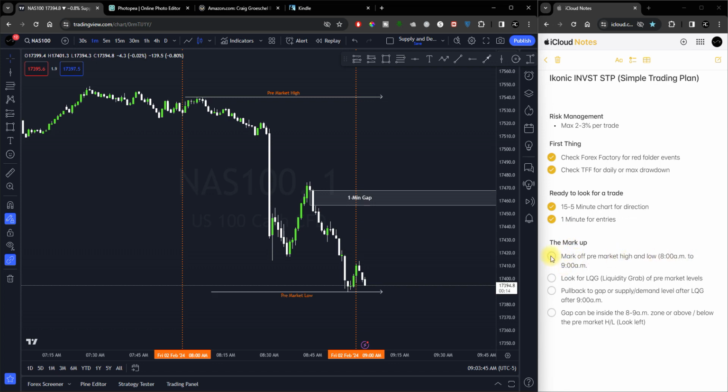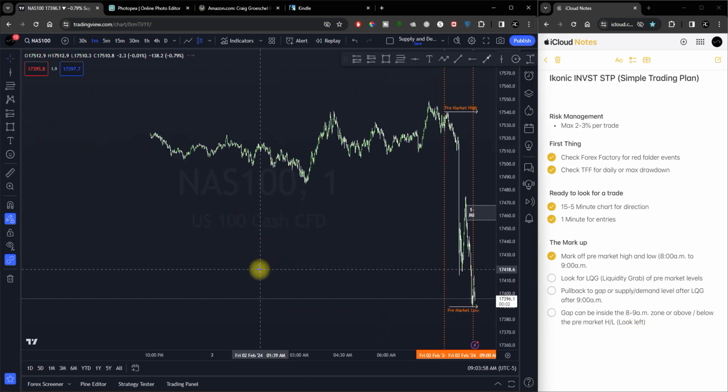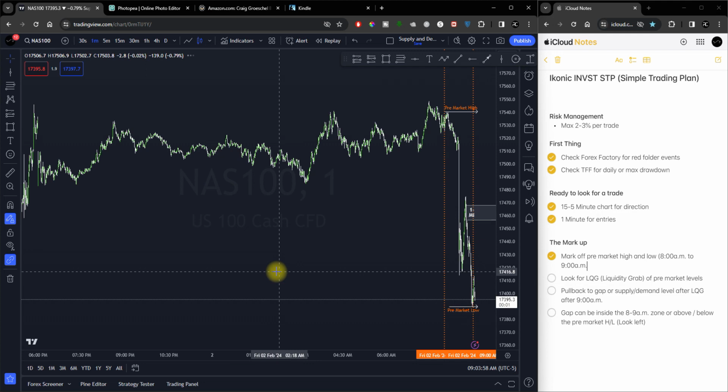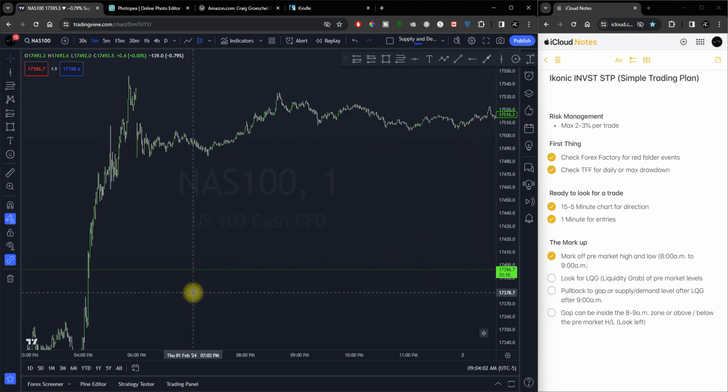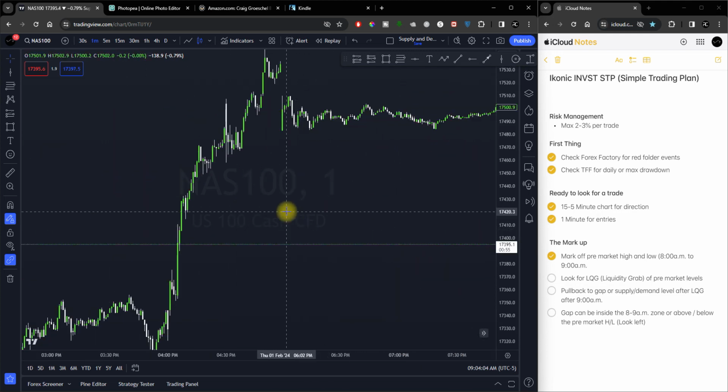So we did this already. Looking for a liquidity grab, pull back to a supply or demand level. The gap can be inside the 8 to 9 a.m. zone or above or below the pre-market high or low. We also have these levels over here. We could scoot over a little bit just to see what's below.